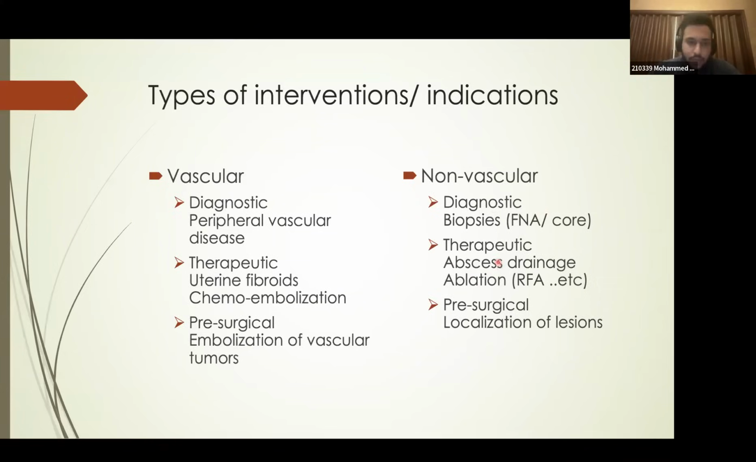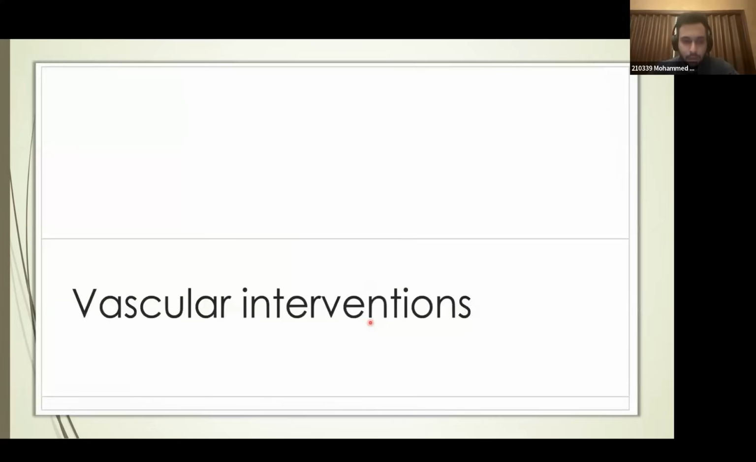Therapeutic: abscess drainage, as we mentioned, if it's a cyst or an abscess, you do the same thing, and pre-surgical localization of lesions. And you have something called radiofrequency ablation. I'll get to where we use that specifically later. Now for vascular: diagnostic peripheral vascular disease, therapeutic uterine fibroids, chemoembolization, pre-surgical embolization, okay? So now we go through it one by one.